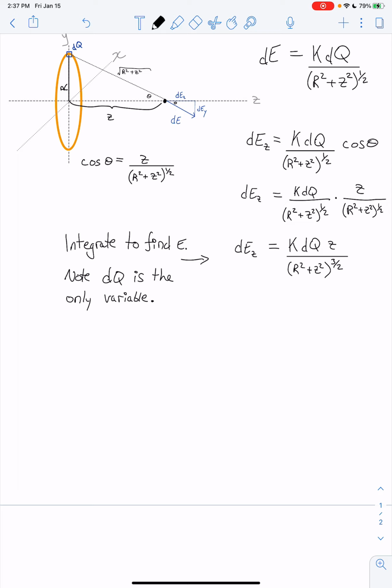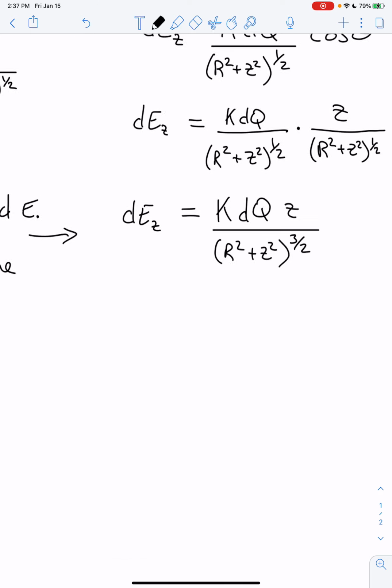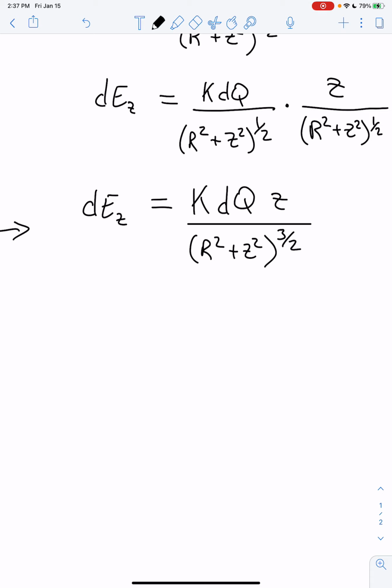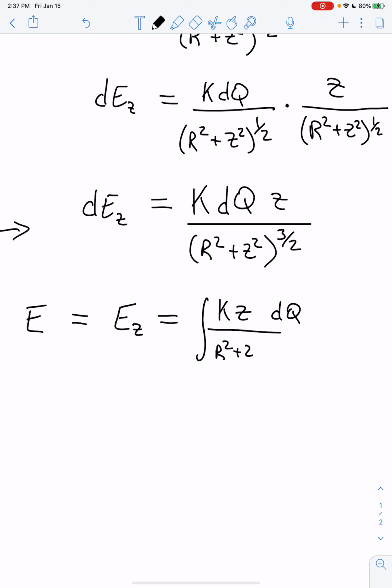So that's actually quite nice. So let's go back into this equation. We're going to integrate both sides. And when we do that, we get the electric field for Z. And by the way, as we discussed, due to symmetries, that's actually just equal to the electric field. And so then we have an integral of k z dq over r squared plus z squared to the 3 halves.